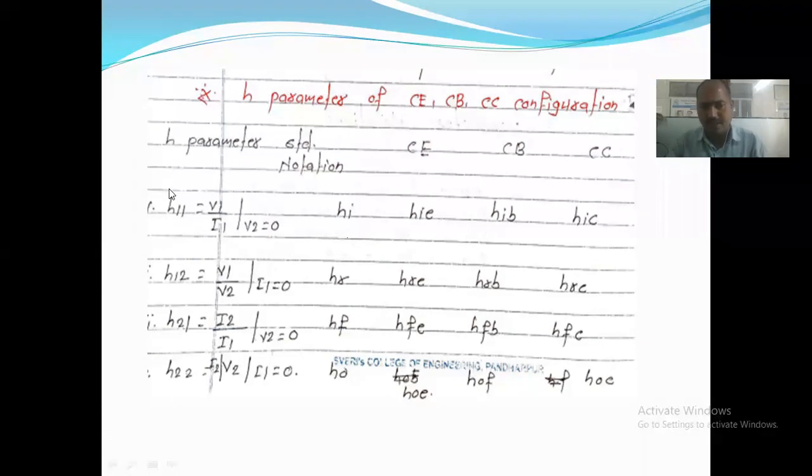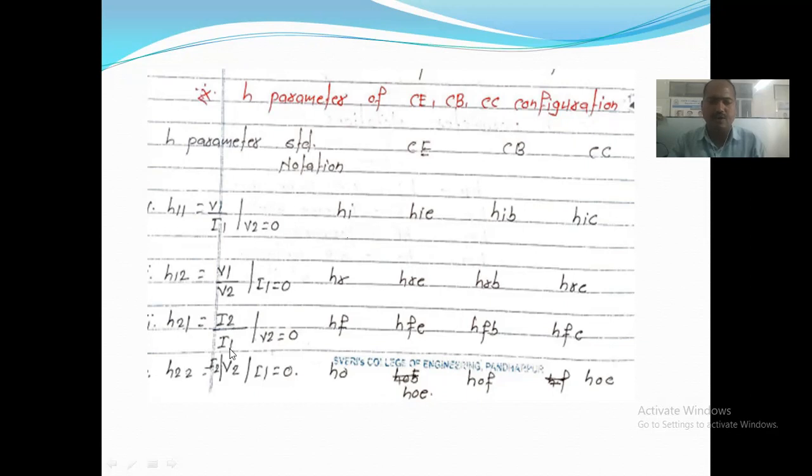See, I'm telling you again. H11 indicates that it is the ratio of voltage V1 divided by current I1 when V2 is equal to 0. So it is nothing but like impedance, right? V upon I, right? So that's why I is taken here. So HI indicates H11, okay? H12 indicates V1 upon V2, right? It is the voltage ratio, but output divided by input is forward, and input divided by output is reverse. That's why we have written here HR. HR indicates reverse voltage ratio, right?